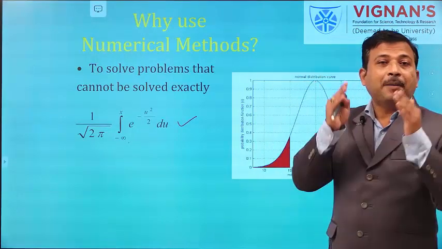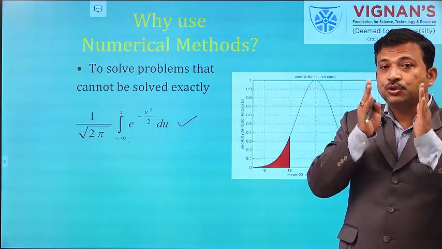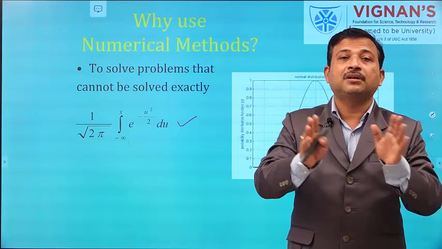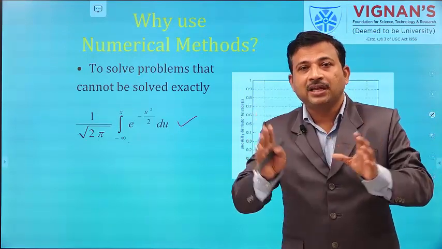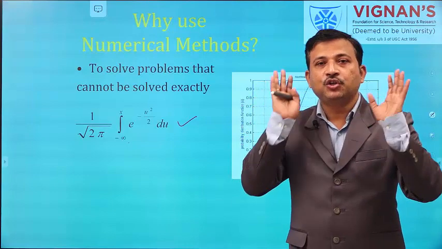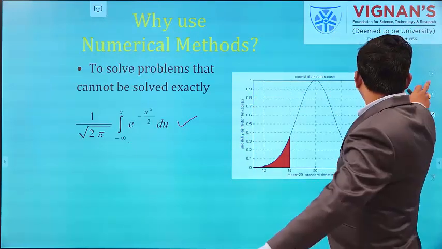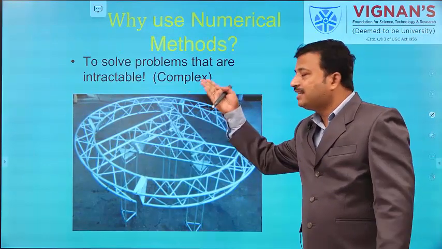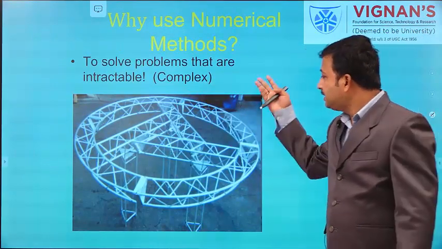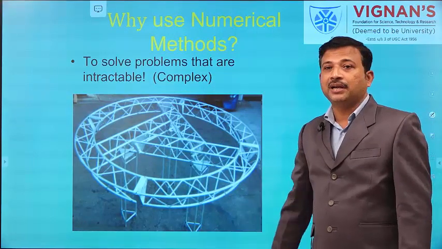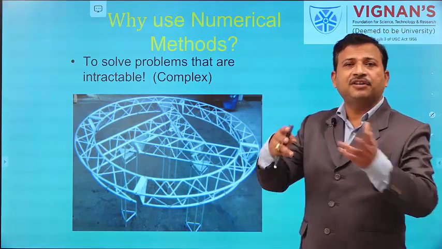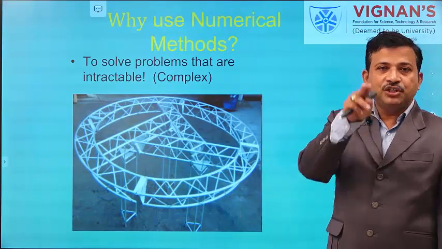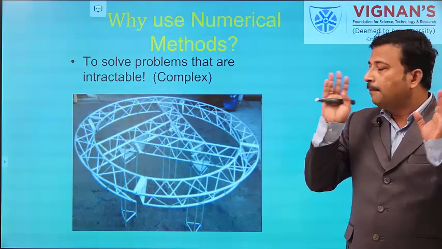Otherwise there is no way. Because every approximation method, every numerical method should have a physical interpretation. If there is no physical interpretation, there is no meaning in using any approximation method or numerical method. Is it clear? So now see, why use numerical methods? To solve problems that are intractable or complex. This type of problem, this type of mesh you need to create. How can you solve? There are real life problems of different types. So to solve a complex problem, we need to go for numerical methods.